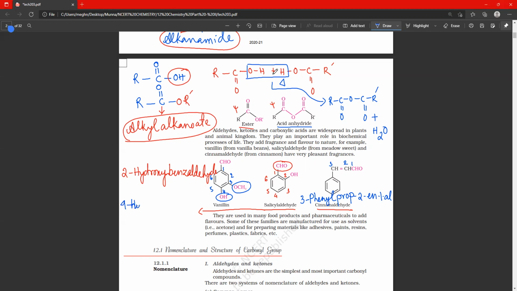H is capital, 4-hydroxy, then 3-methoxy, and then benzaldehyde. Please, you have to remember the structure of vanillin, salicylaldehyde, and cinnamaldehyde. Okay, everyone?